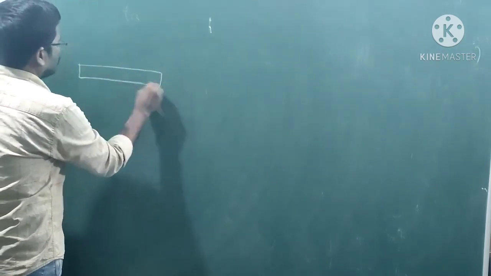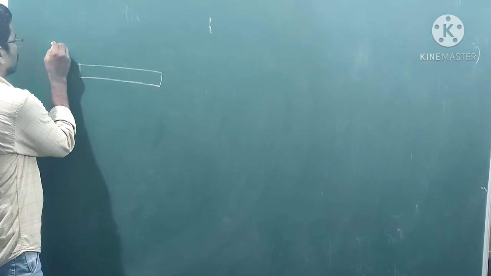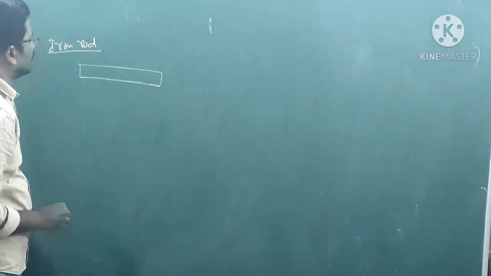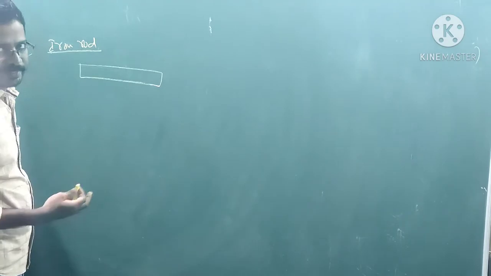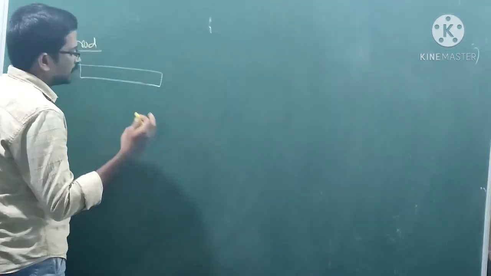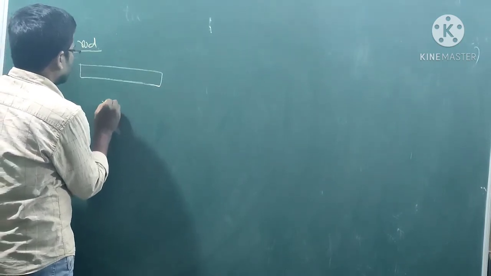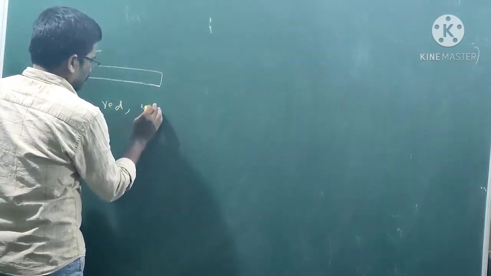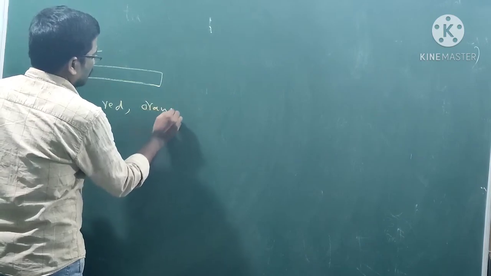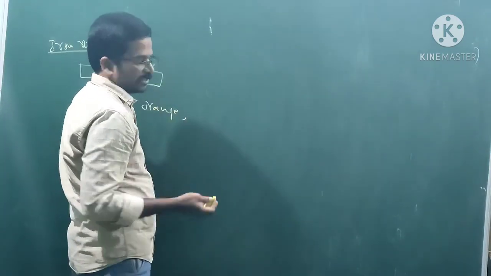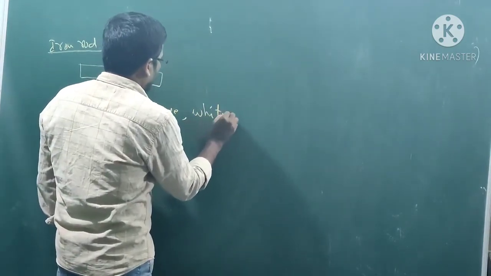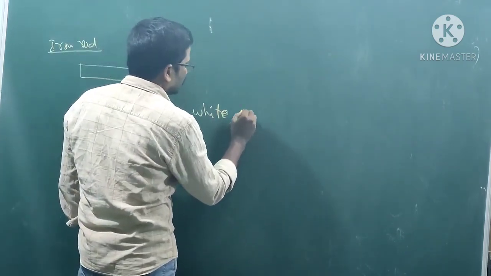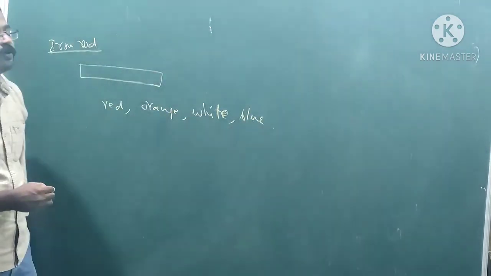Suppose we take an iron rod and heat it. When it is heated, its color changes. Initially it is red, and then it changes to orange. If you heat continuously, it changes to white, and then with more heat it can turn into blue color.